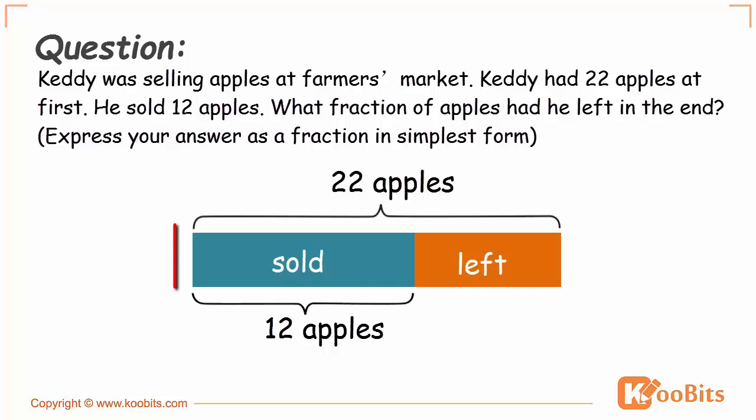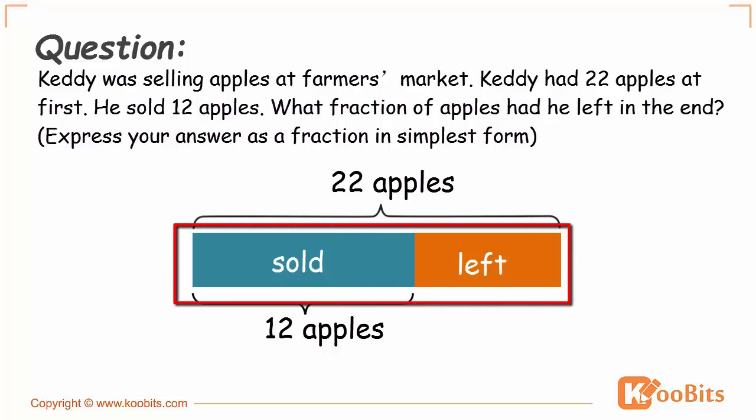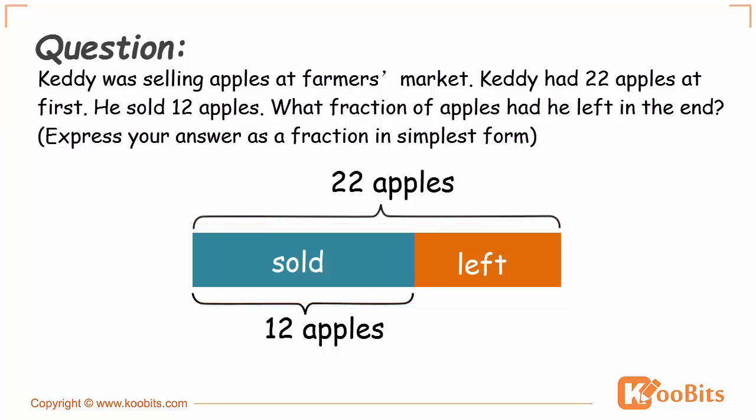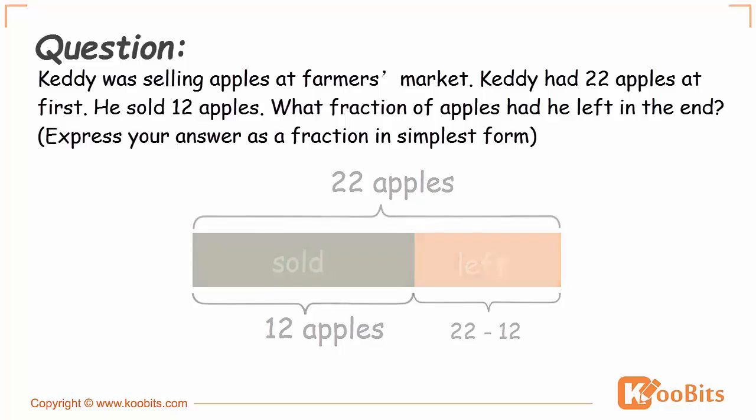Can you see that the two parts make one whole? Can you also see that the number of apples left is equal to 22 minus 12? Do you understand? Great! Let's move on to the next part.